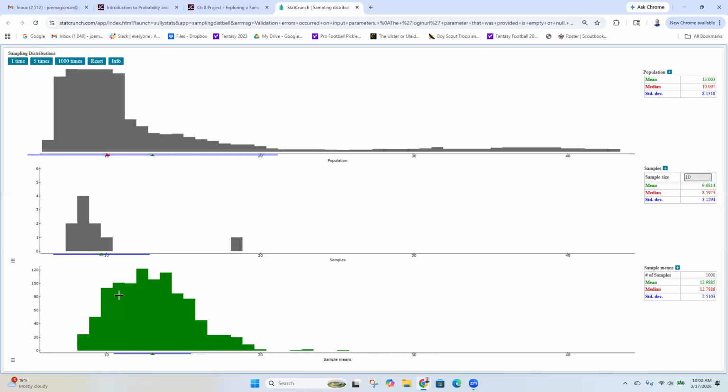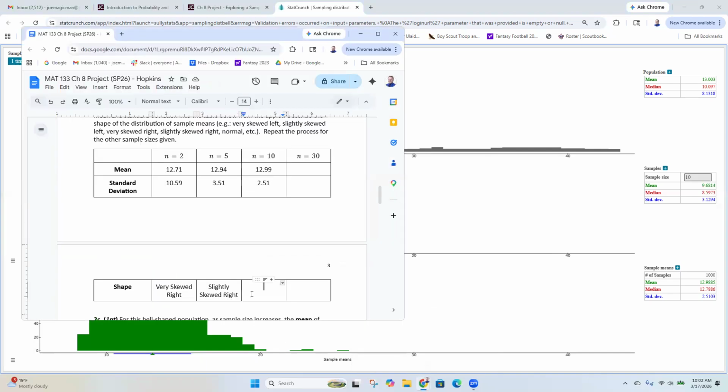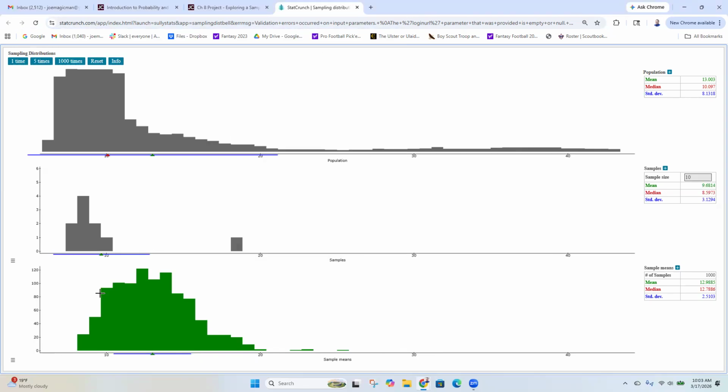So I do still have some outliers. I do still think this is skewed right, slightly skewed right. Okay. But something weird's happening. The shape, the original, so when we were at 2, it was still very skewed right. We keep bumping our sample size up. The next one's going to be 30.